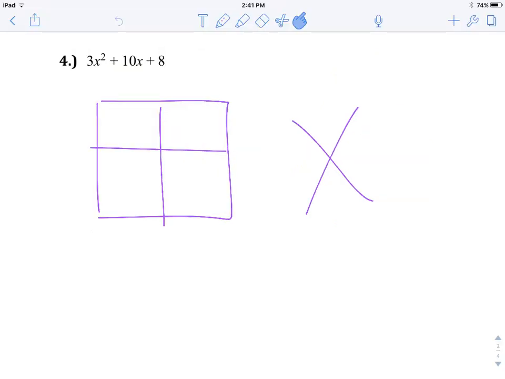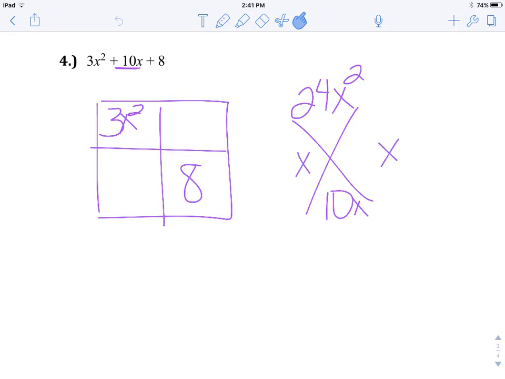All right, looking at example 4, 3x squared plus 10x plus 8. So again, first term, 3x squared, is going to go in the top left corner. The last term, which is 8, is going to go in the bottom right corner. We're going to multiply them together to get 24x squared. Middle term, 10x, is going to go in the bottom of the diamond. So we need two numbers that multiply to give us 24x squared, but add to give us 10x.